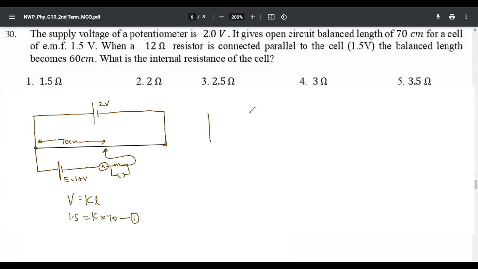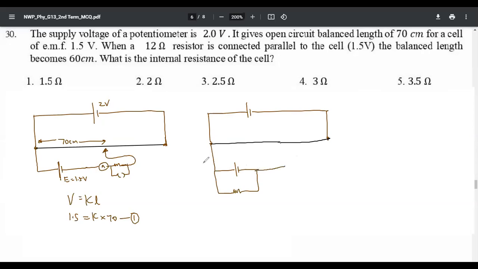Now what they're doing is, the primary circuit, the main circuit, is not changed. Let's leave it as it is. The 2 volt here is not really a problem in this question. But now they are connecting the battery and allowing a current to go through the battery. That means there's another circuit like this now, with the resistor and the rest. This is the galvanometer G. Galvanometer reading will be 0. That's okay. That's where you find the balance length. And what is the balance length now? It's given as 60 centimeter.